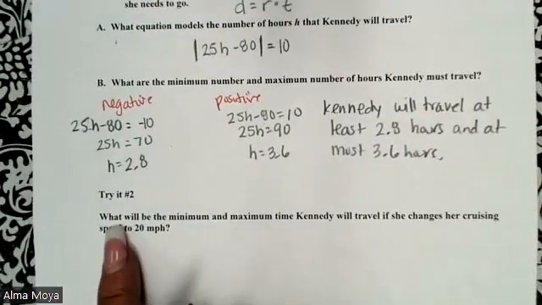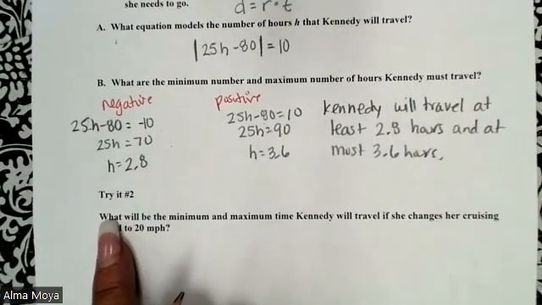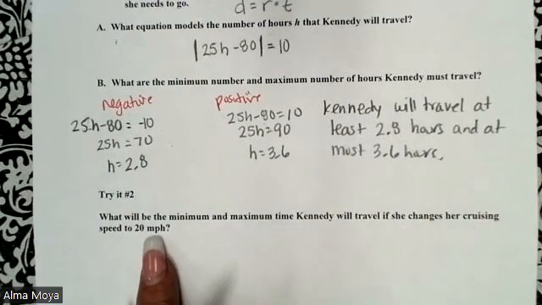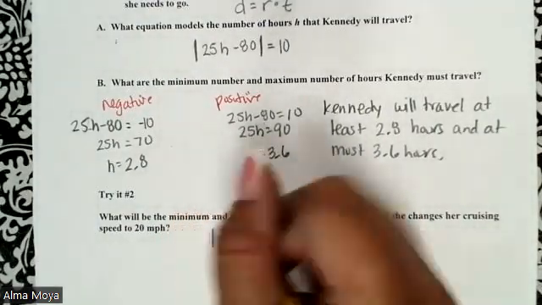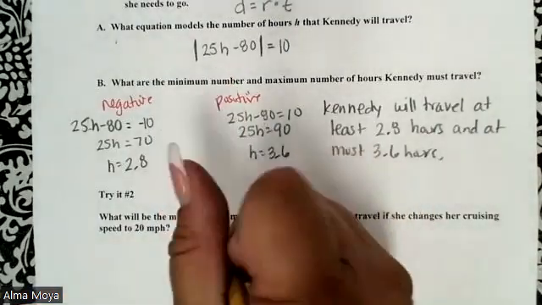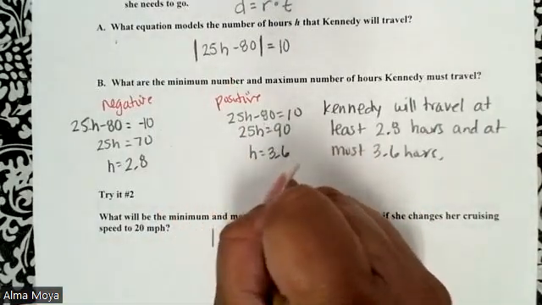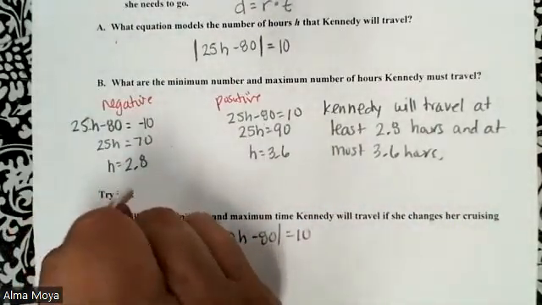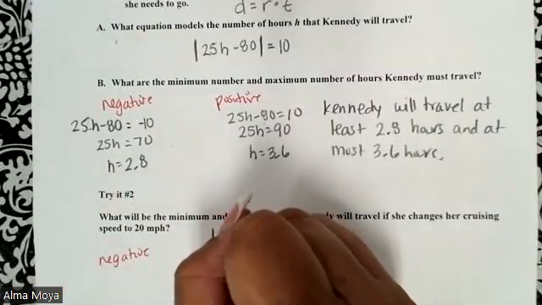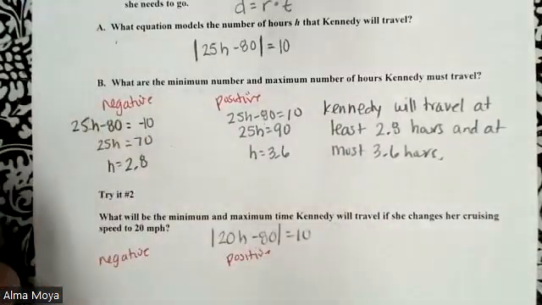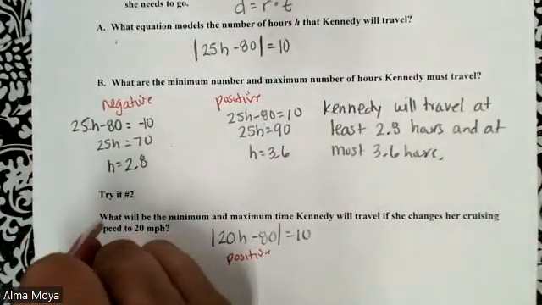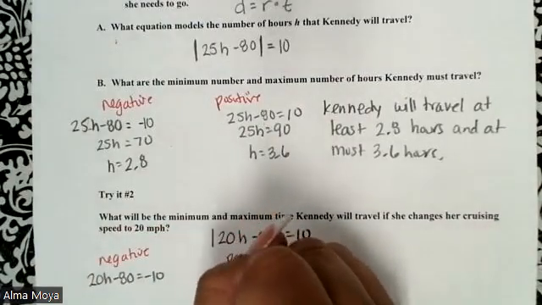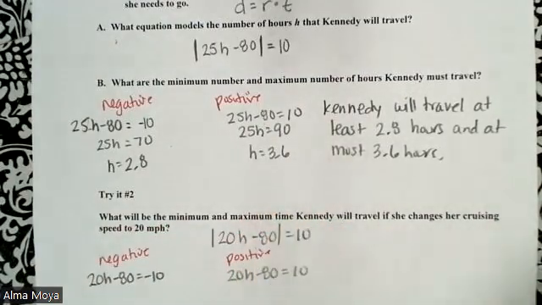Now we're going to go ahead and try this, but now we're going to use 20 miles an hour. So right here it says, what is the minimum and maximum time Kennedy will travel if she changes her cruising speed to 20? So now it's no longer 25, it's going to be a 20. So 20h minus 80 equals 10. I need to do a negative side and a positive side. So I have 20h minus 80 equals a -10, and 20h minus 80 equals a +10.